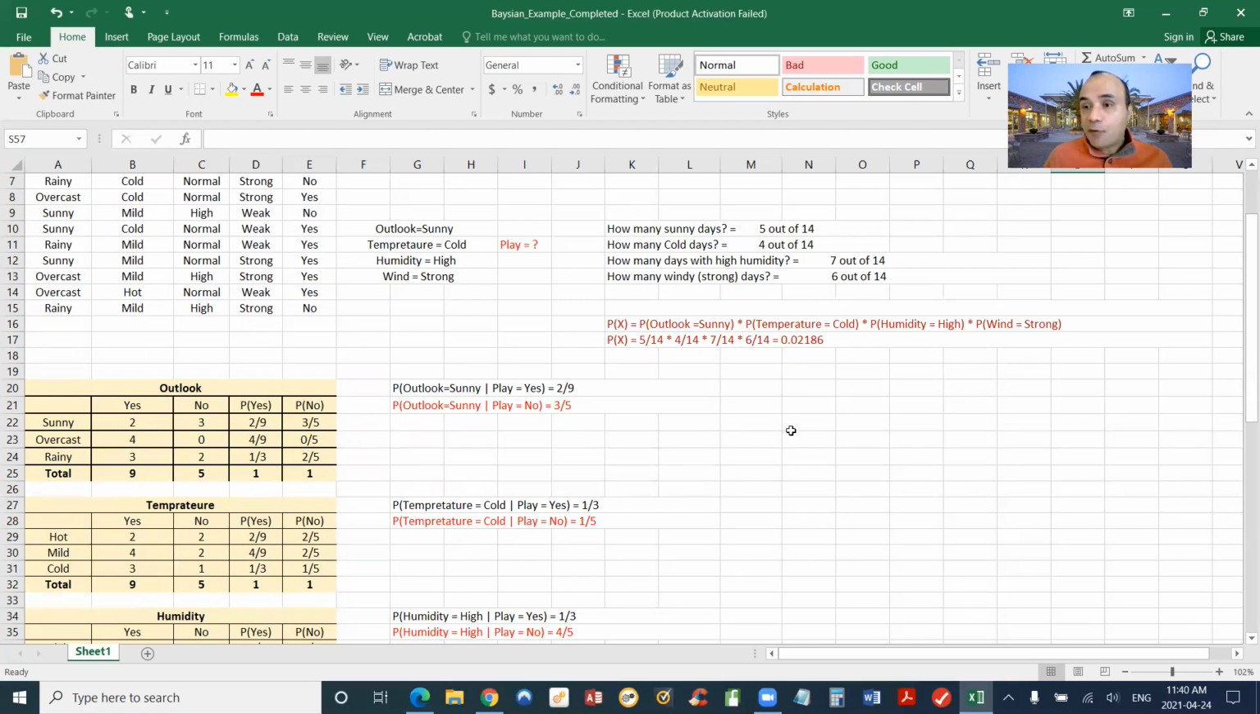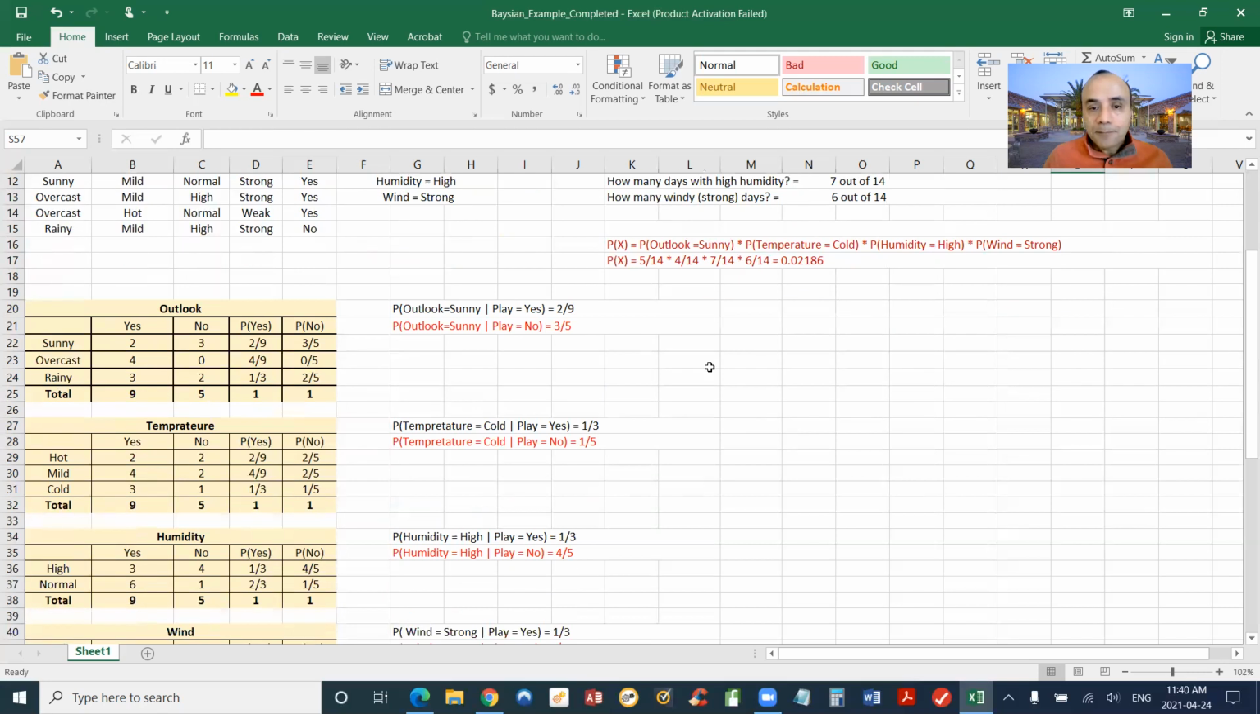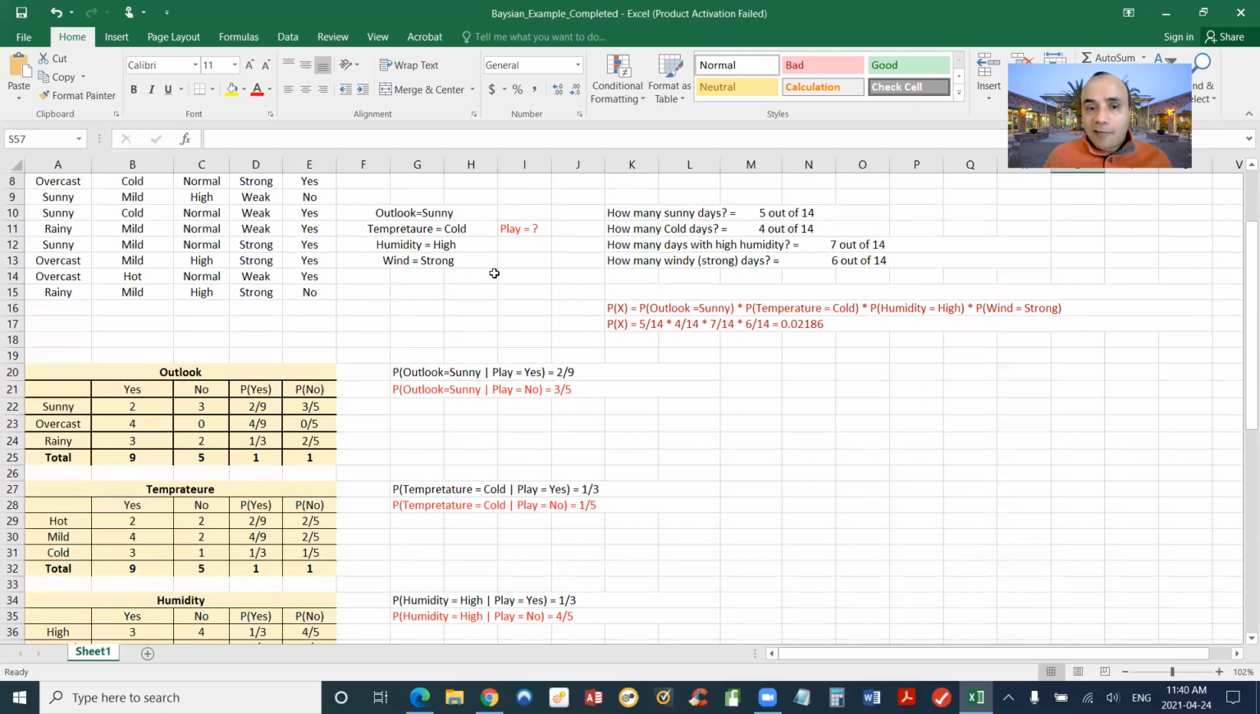I need to be careful about the entire plane. Okay. So I'm not talking about overcast in my X. I'm not talking about rainy in my X. I'm just talking about sunny. So what's the probability of being sunny if I played? If I went outside and I played, I actually played. What was the probability that the weather was sunny?